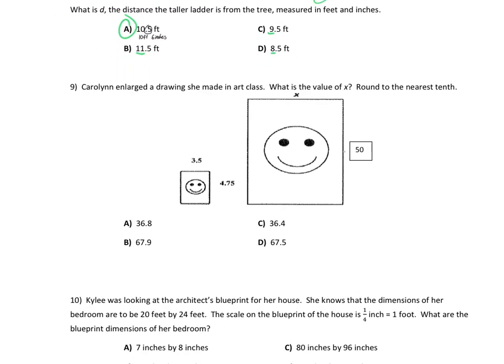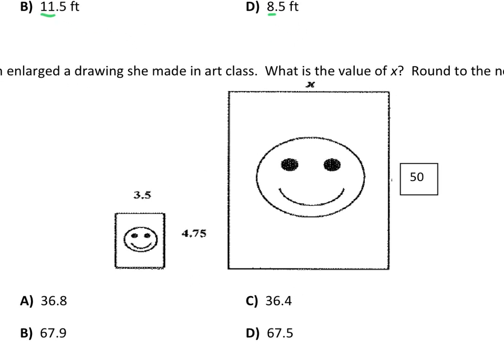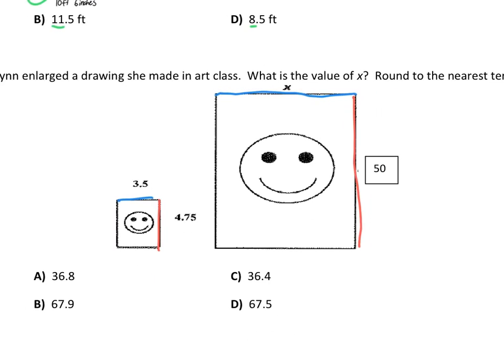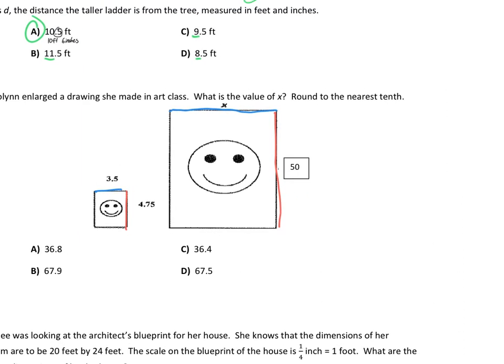All right, on to number 9. Carolyn enlarged a drawing she made in art class. What is the value of x? Round to the nearest tenth. This is just setting up a proportion. No, not too big a deal on this. If you want to use colors, there's not a darn thing wrong with using colors. So I'm going to use blue, and I'm going to use red, because for some reason I keep using blue and red. So, figure 1, if I'm setting up a proportion, setting up line equals line, I'm going to do that in black. Line equals line. On the left side, my blue, actually, I'm going to do this again, sorry. I'm going to do this as blue to red.